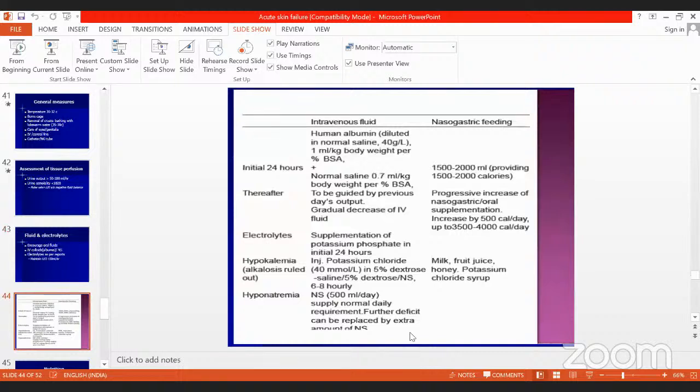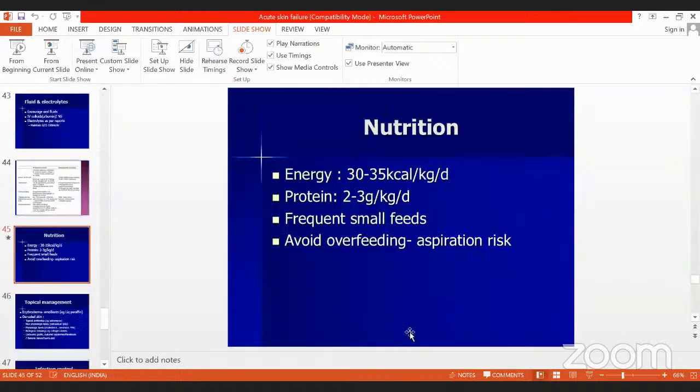So there's a formula to calculate. I won't go into this too much in detail, but suffice to say that in the initial 24 hours, you have to give a combination of albumin and normal saline, and make sure that you put in the electrolytes later. And depending on the electrolyte reports, you might need to supplement accordingly.